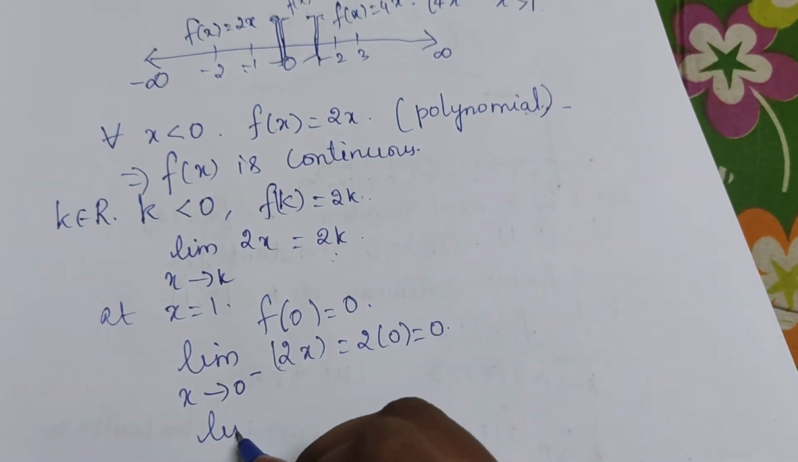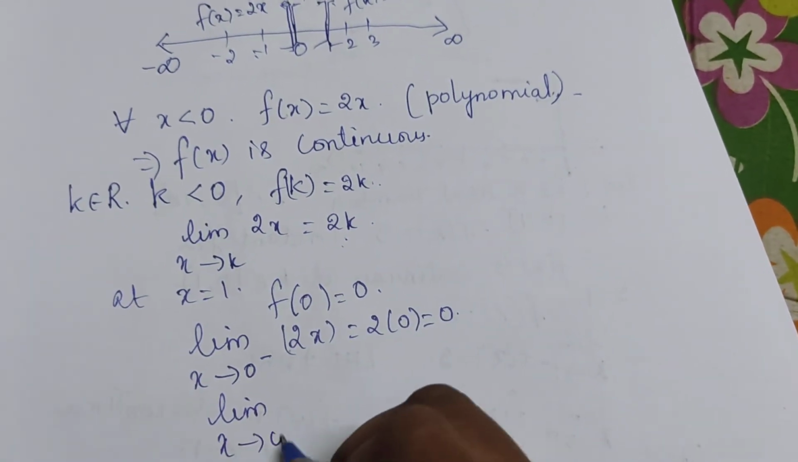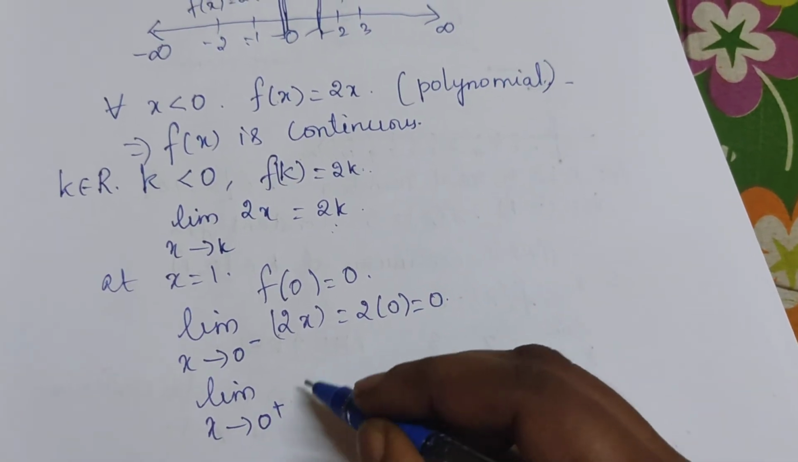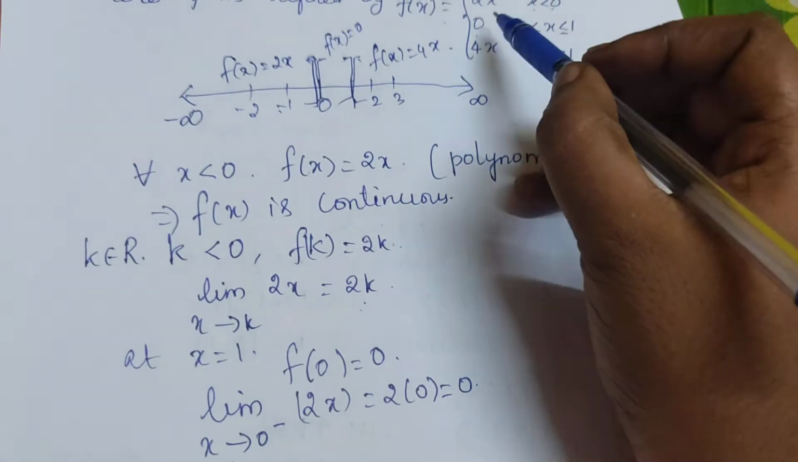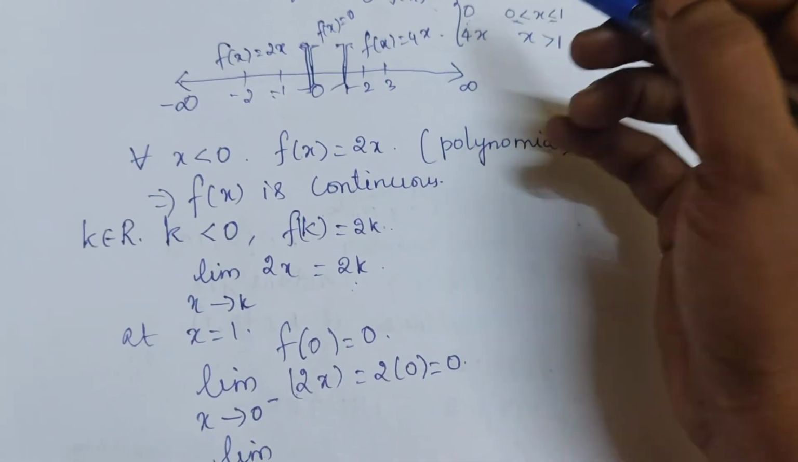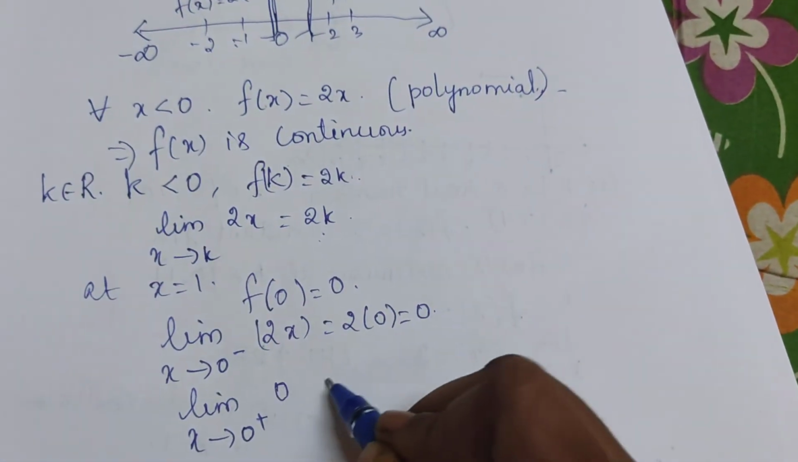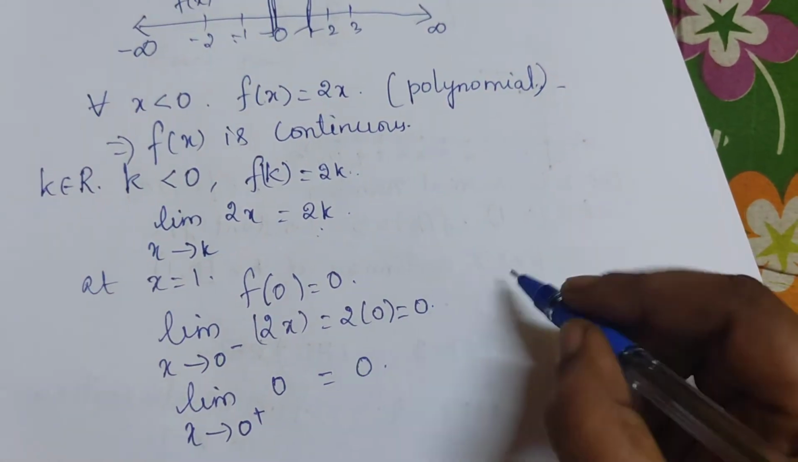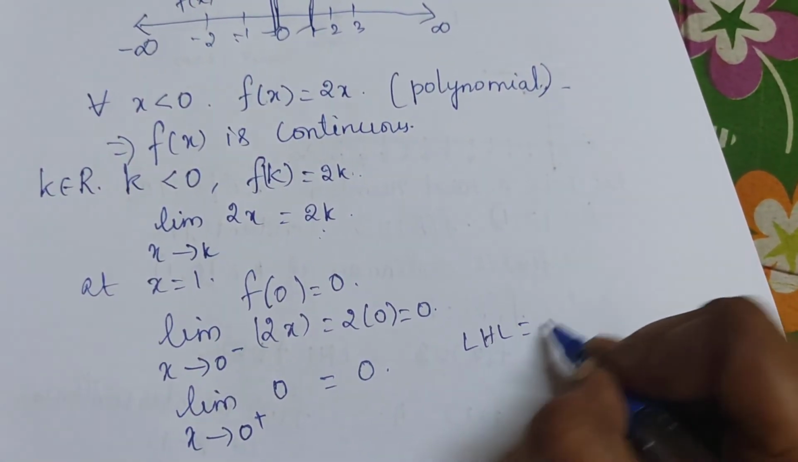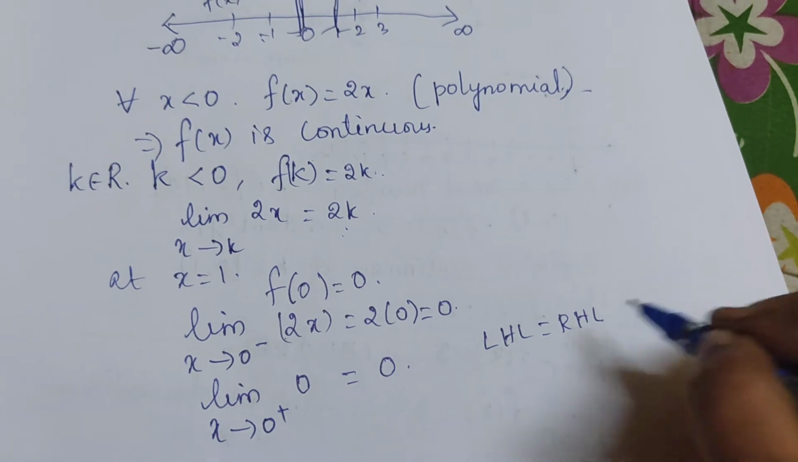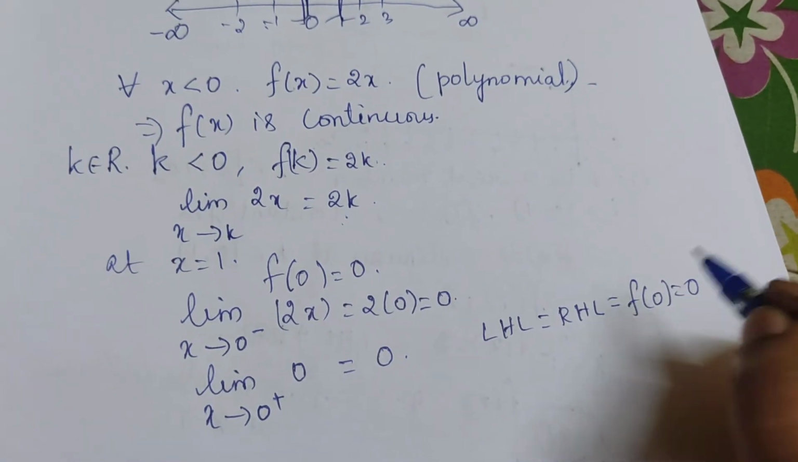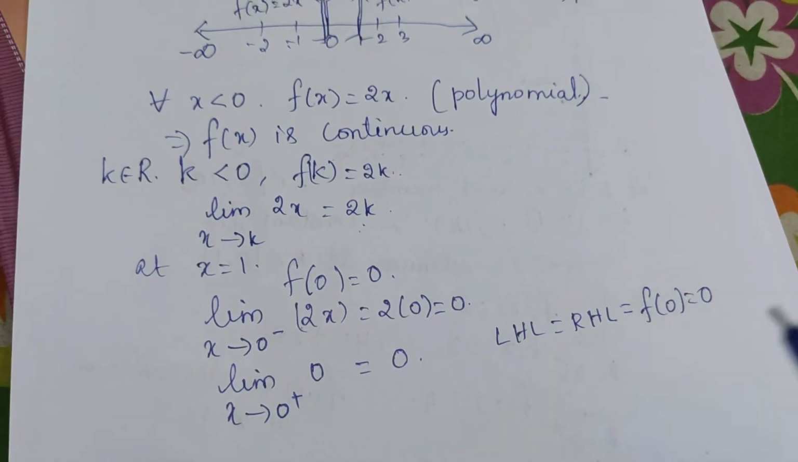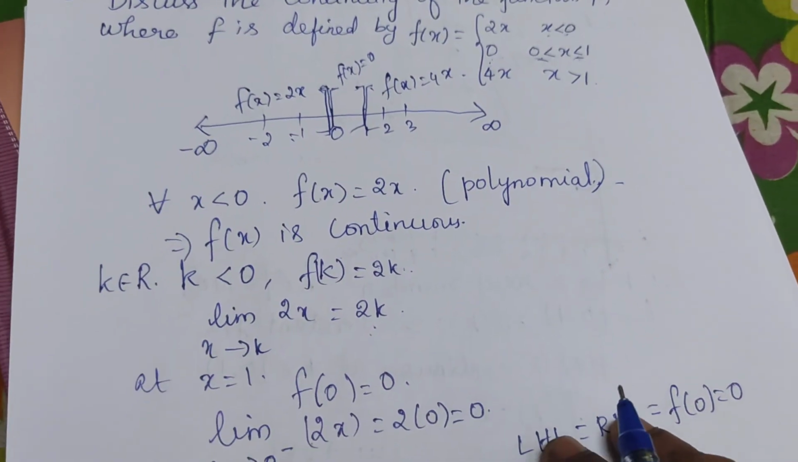And in the right hand neighborhood, limit x tends to 0 plus. When x approaches 0 from the right hand neighborhood, the functional value is 0. The function itself is 0, which is a constant function. We get 0. So here the left hand limit equals the right hand limit, and this limit is equal to the functional value. Hence we can say the function is continuous at 0.